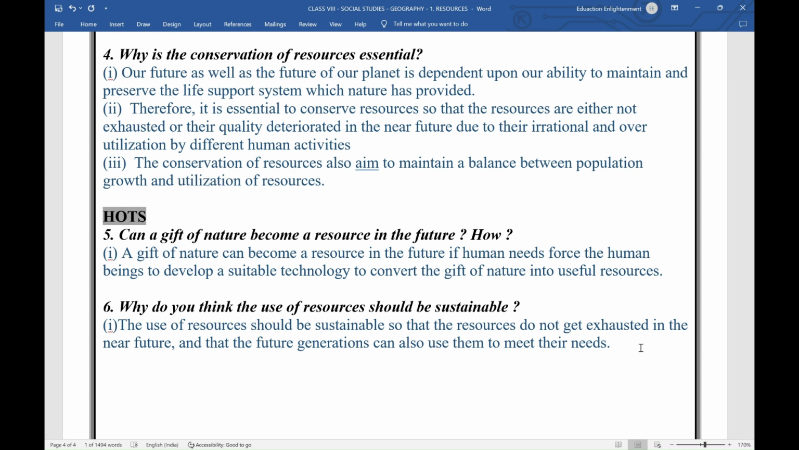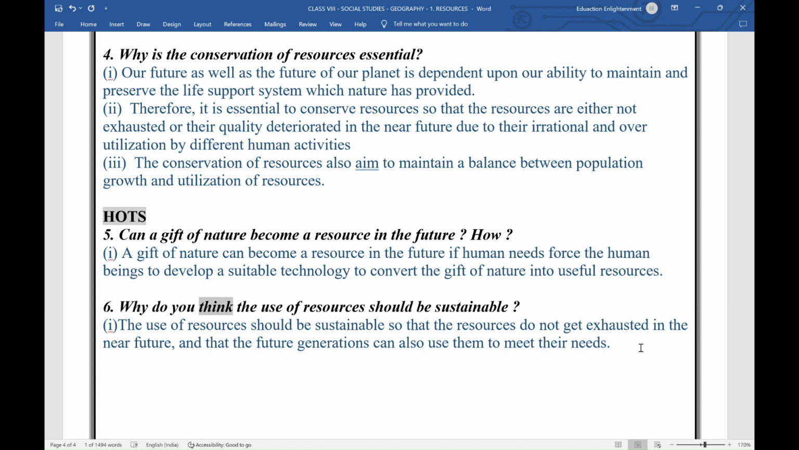HOTS. 5. Can a gift of nature become a resource in the future? How? 1. A gift of nature can become a resource in the future if human needs force human beings to develop a suitable technology to convert the gift of nature into useful resources.